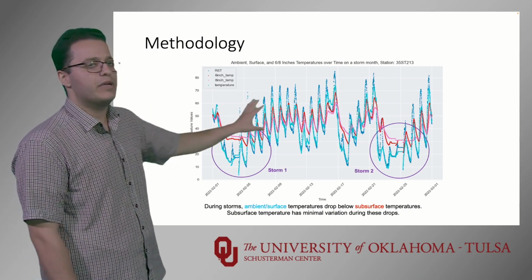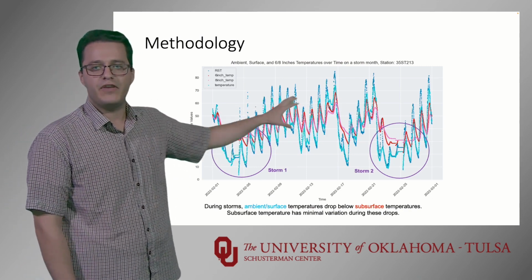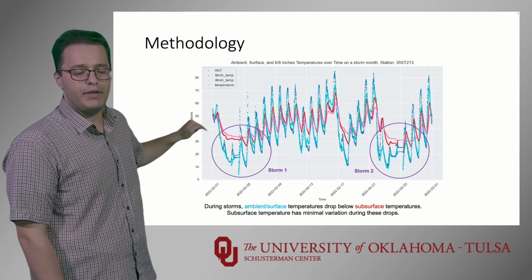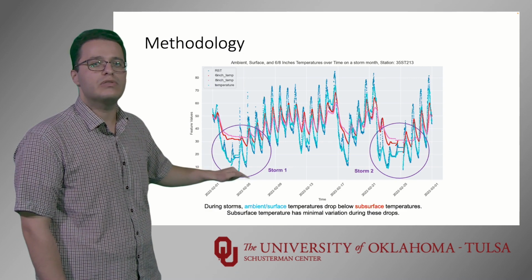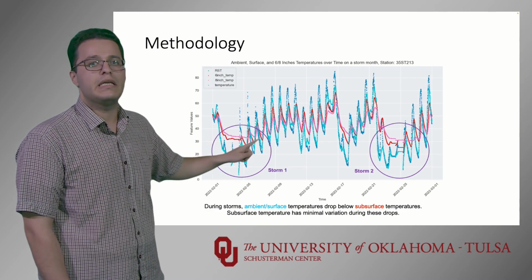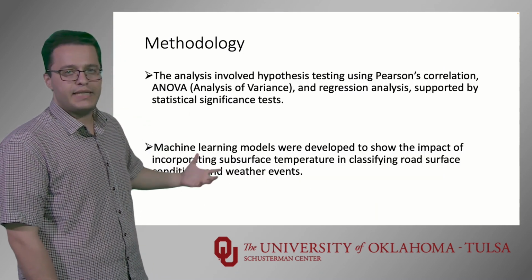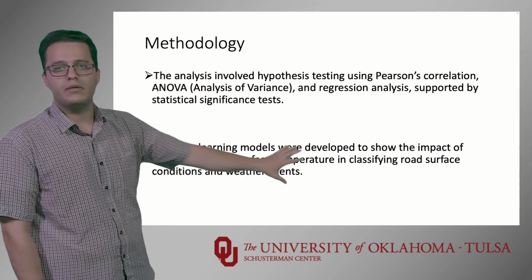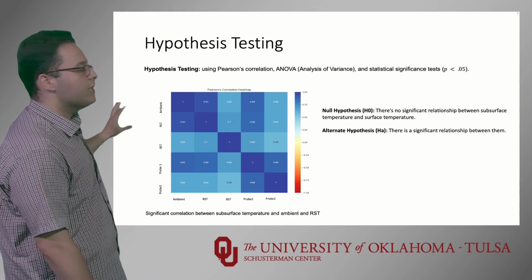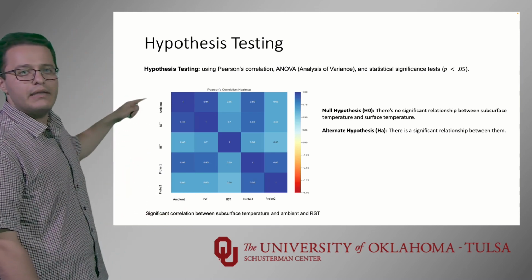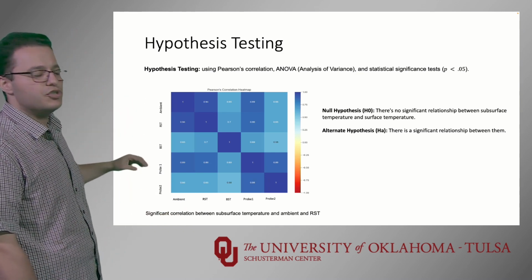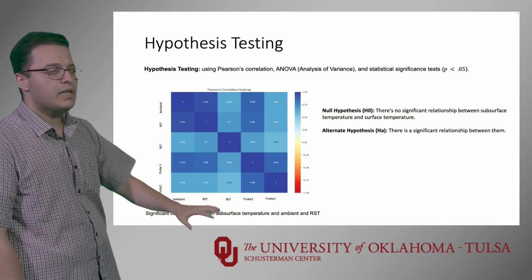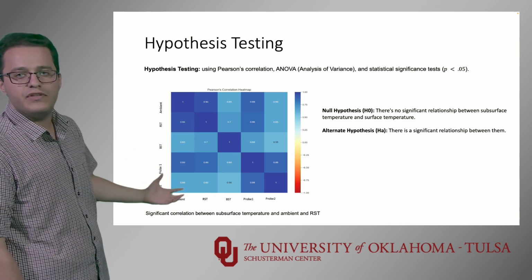If we look at the progression of temperature over time, we notice that they follow a specific pattern. But during snowstorms, we notice that ambient and surface temperature dip below subsurface temperature, which exhibits less variation. To understand this better, we applied a variety of analysis methods as well as machine learning models. Let's look at the correlation between probes and ambient surface and bridge surface temperature. We notice that they all exhibit a strong correlation coefficient as well as high confidence levels.